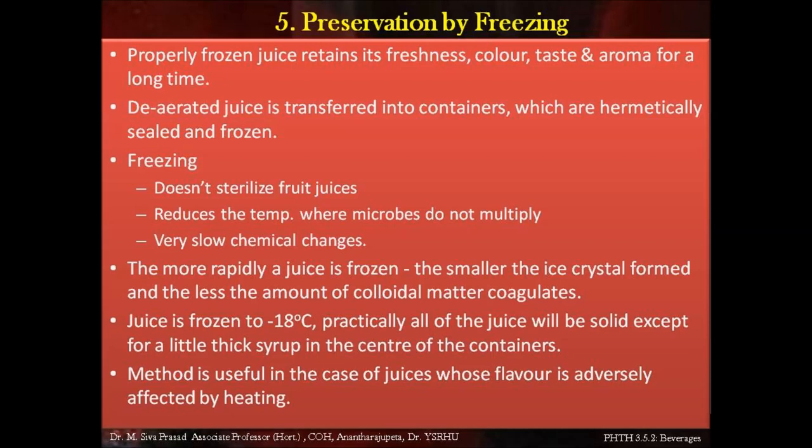What's the process involved in freezing of fruit juices? The process is very simple. You carry out extraction of the juice, then filtration, and then clarifying the juice. Then you carry out deaeration, the removal of air. Once you remove the air, the juice is subjected to hermetic sealing. You put it in a can or a container and close it airtight, so it contains no air in the juice. Then it is subjected to a very low temperature of minus 18 degrees Celsius.